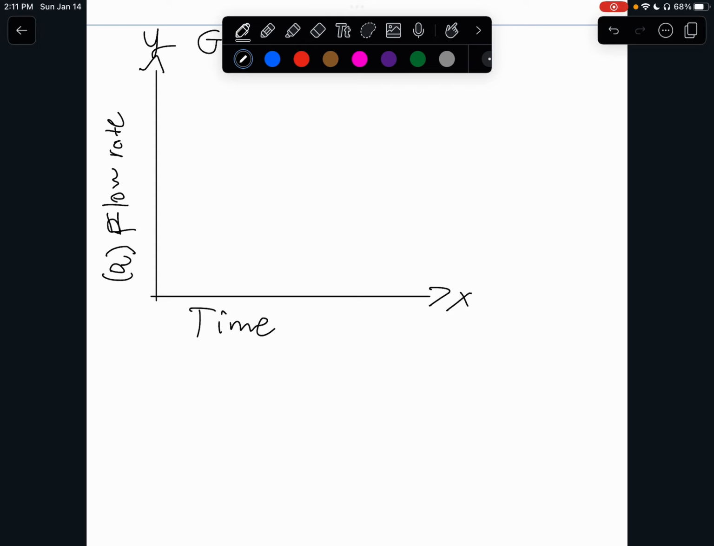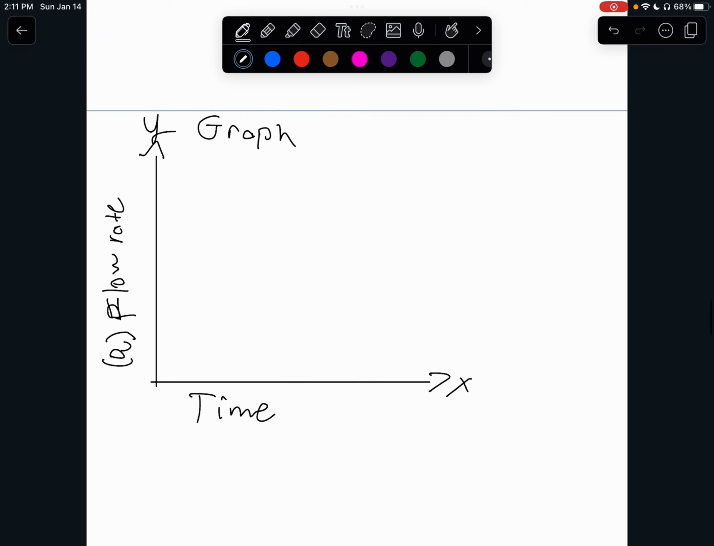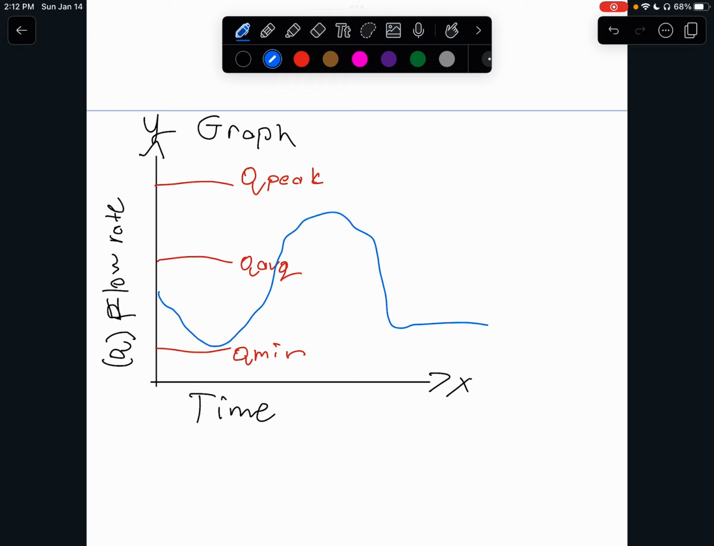So as we do with these two, we have three things. In red, three levels: Q peak, Q average, and Q min. So this is our flow rates. If we use a graph just to distinguish, let's say it goes up, down, and back to center.